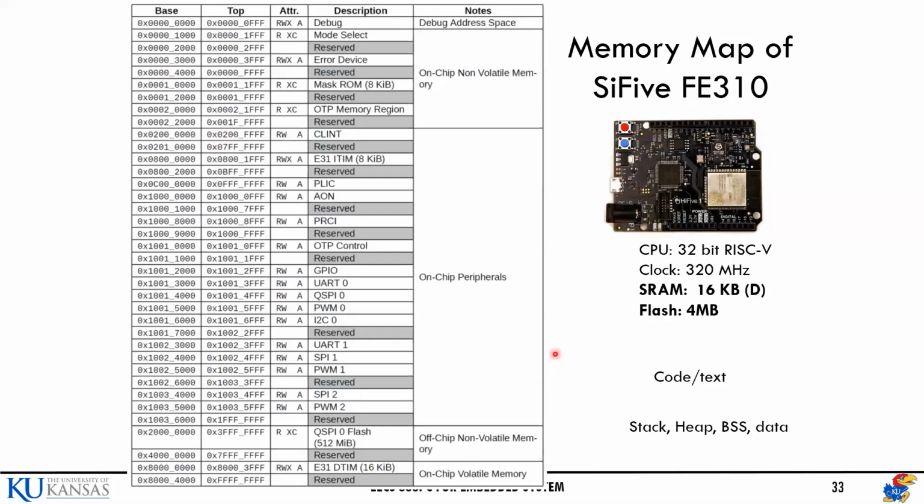So here we have a table from the documentation of this FE310 microcontroller, and you can see here we have different memory addresses, and it has different segments. For example, we have the data memory segment, that is on-chip volatile memory. We have the code memory where we store our code.